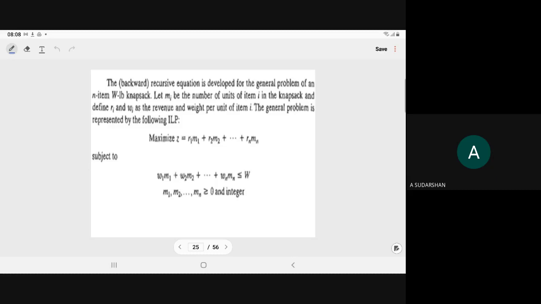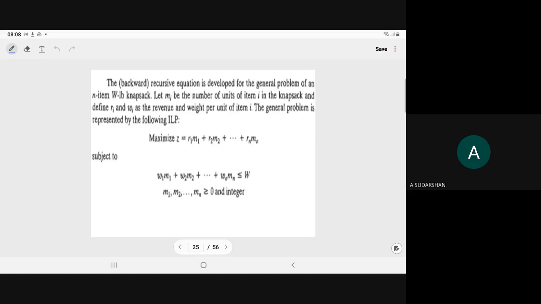So I was talking about how to represent the knapsack problem as a dynamic programming problem. Here we have to develop the recursive equation, where we have n items. We want to carry n items in a backpack, or load n items in the flyaway, or n items in cargo loading. Always we have a limitation of total weight, total size, or total volume.